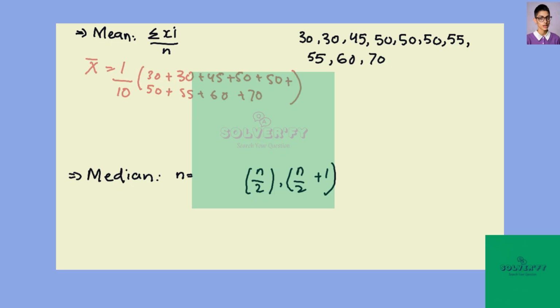By adding these numbers, we get 500 by 10. So let's cancel these zeros, we get 50. So it means that the mean equals $50,000.